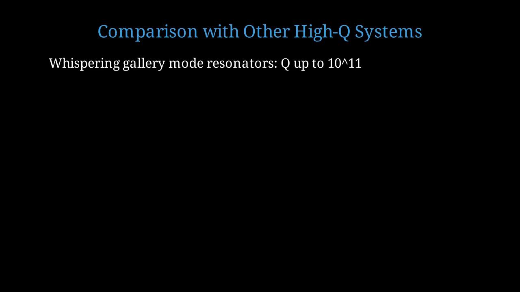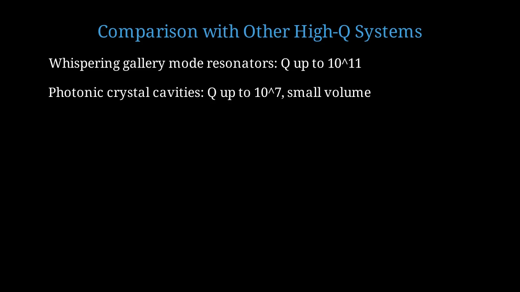Let me compare bound states in the continuum with other high-Q photonic systems. How do they stack up? Whispering gallery mode resonators, like microspheres and toroids, can achieve Q factors up to 10^11. But they're much larger, typically tens of microns. Traditional photonic crystal cavities achieve Q up to 10^7 with very small mode volumes, but they're still limited by fundamental radiation losses.